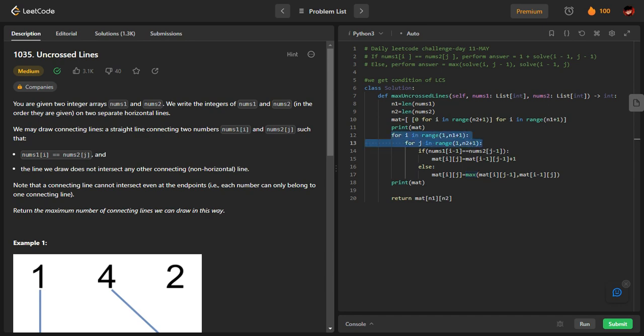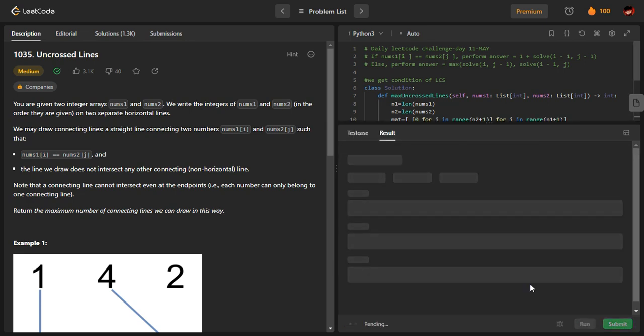By now, you would have guessed the time complexity is going to be O of n1 times n2, because these are the limits, right? N1 and n2. We are using a matrix, so the space complexity is going to be the same. Time and space complexity are the same in this case, O of n1 times n2. And finally, we are returning the last element of the last row.